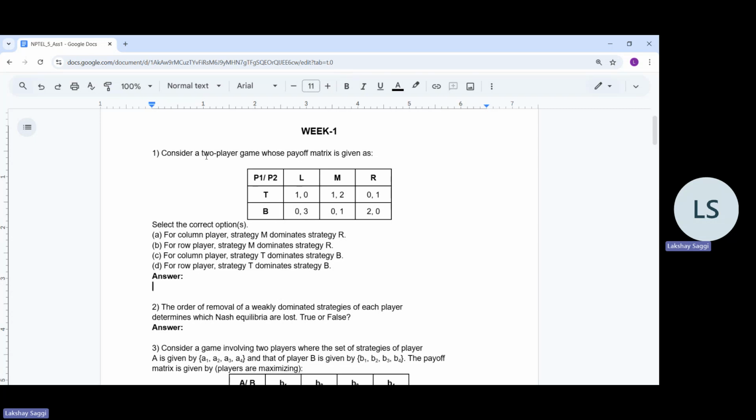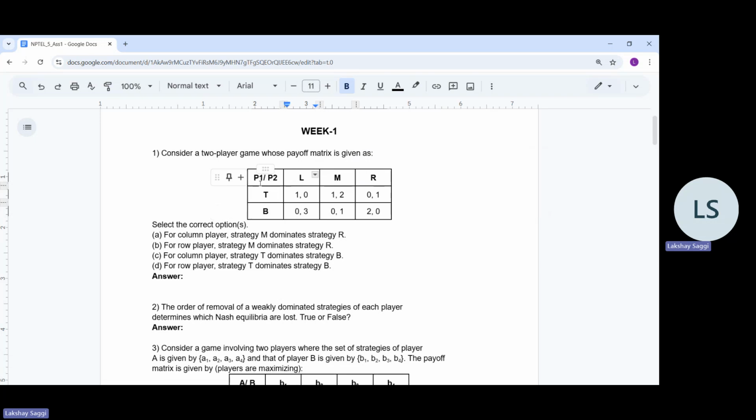So the first problem states: consider a two-player game whose payoff matrix is given by this. As everyone might know, the standard notation is that player one is the row player and player two is usually the column player. So player one has strategies T and B and player two has strategies L, M and R. And we are given this payoff matrix.